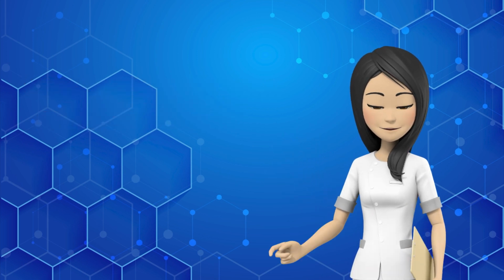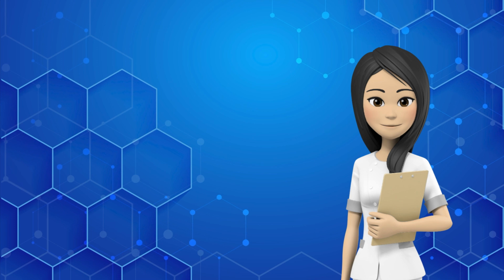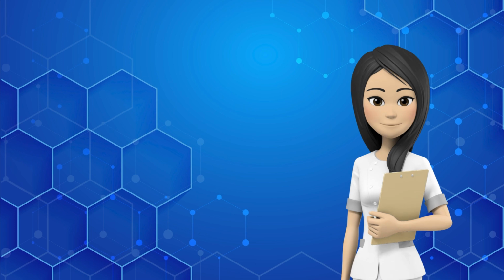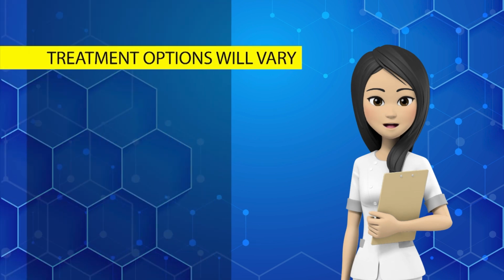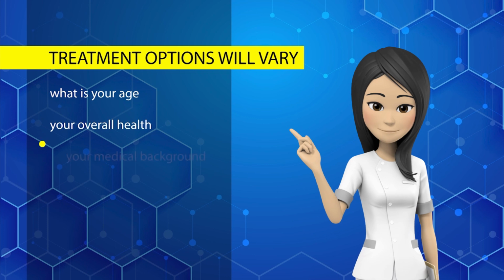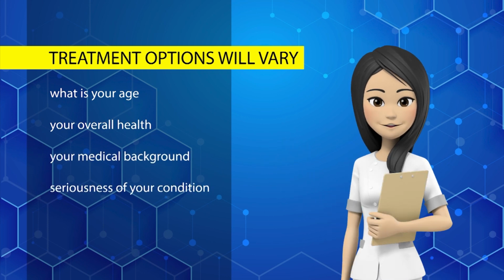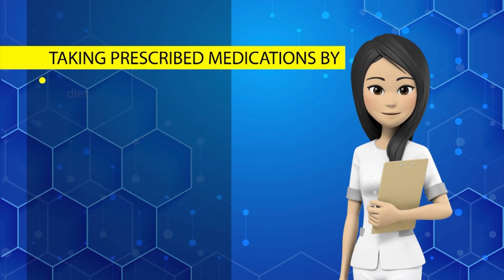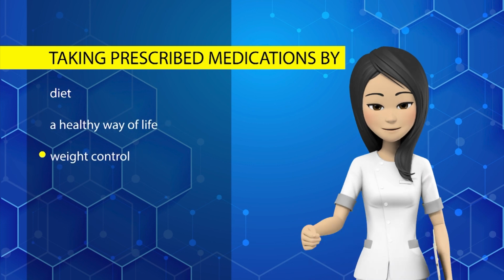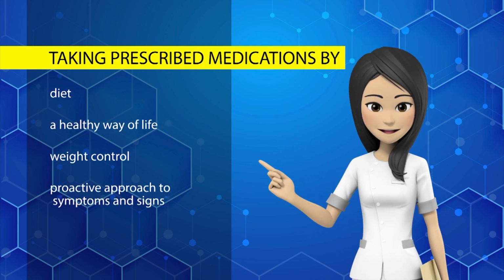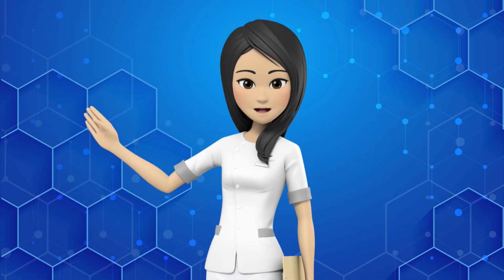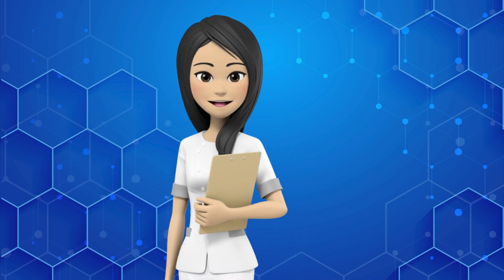What is the main point? Gout, unlike other types of arthritis, can be cured. Treatment options will vary and will be determined by a number of factors, including your age, your overall health, your medical background, and the seriousness of your condition. Acute gout attacks can be managed, in addition to taking prescribed medications, by diet, a healthy way of life, weight control, and a proactive approach to symptoms and signs. Your eating and lifestyle habits will determine a large part of your success in managing your condition.